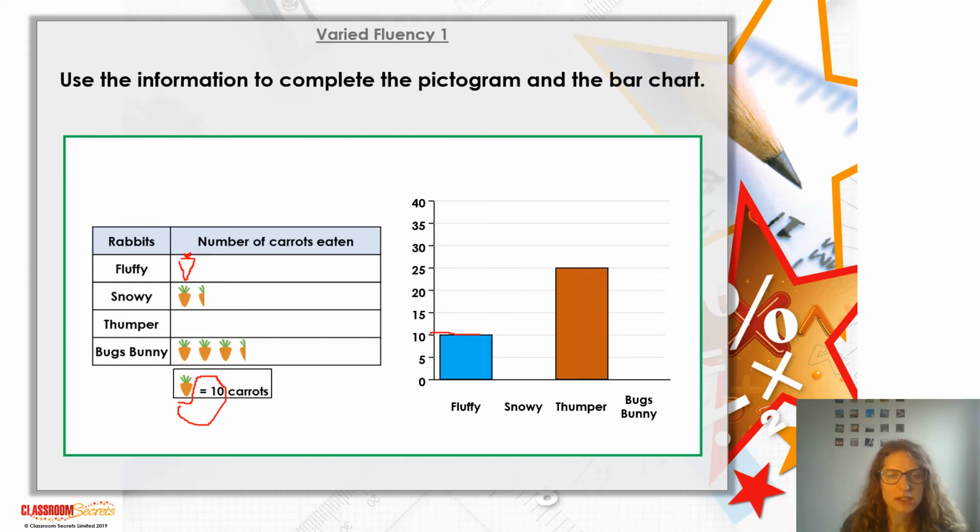Okay, not sure if that's a carrot, but it will do for now. Okay, then we've got Snowy. Snowy has information on the pictogram but not on the bar chart. So we've got 10 and then half, so we know that's 5. So we've got 10 add 5 is 15.